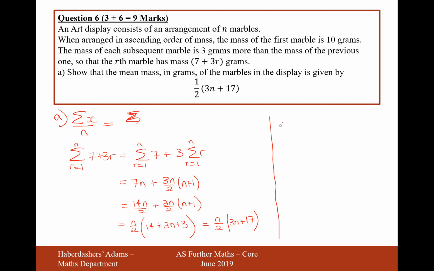So therefore, the mean is going to equal this summation of 7 plus 3r over n, which is equal to n over 2 brackets 3n plus 17 divided by n, the amount of marbles there were. So then we divide by the n's and we get half 3n plus 17. Okay, so there we are. That's the answer for the mean there, having shown that in part A. That's 3 marks. Let's now move on to part B.